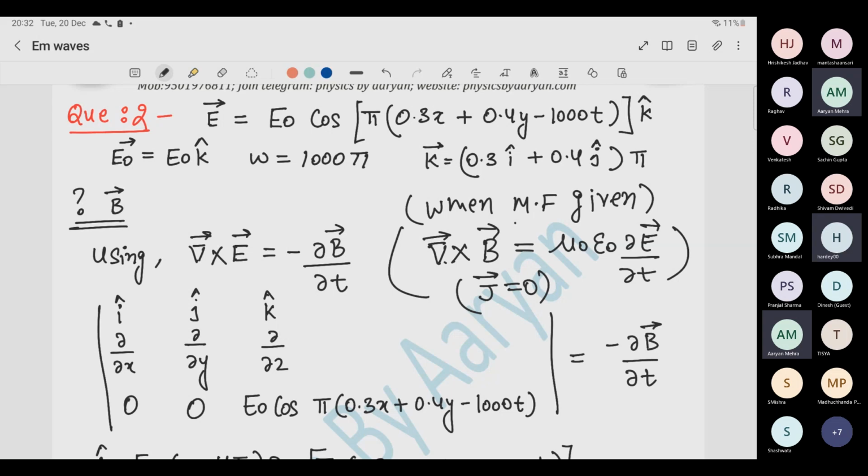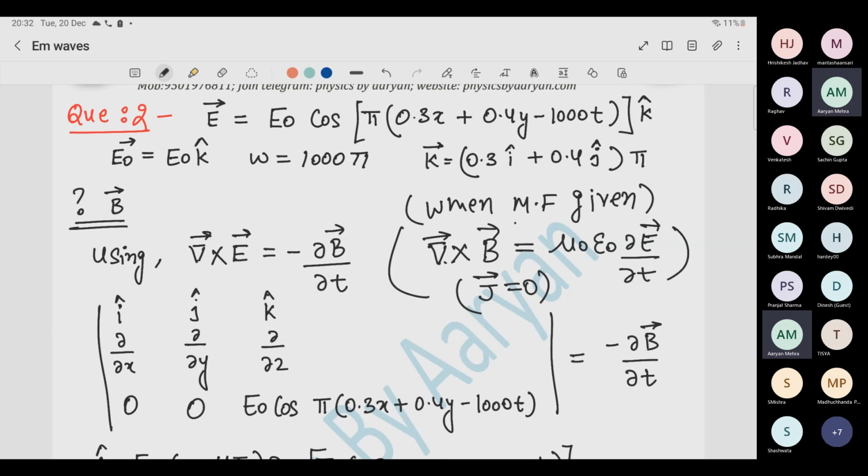See, first thing: both equations are valid, right? Yes, sir, both equations are valid. So why, when we are given E, do we use this one? If we want to find B, then we will have to imagine Bx, By, Bz, so three unknowns will come. In order to reduce the number of unknowns, he has given the right answer.